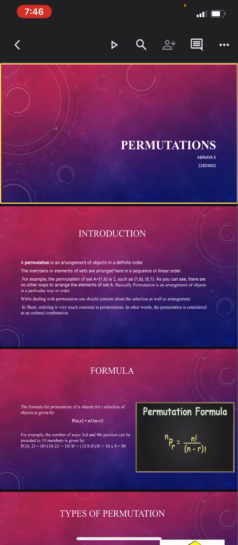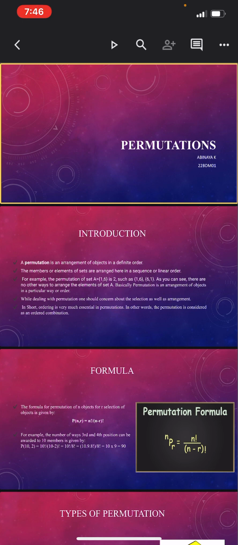The members or the elements of a set are arranged here in a sequence or a linear order. This indicates that the elements in a set are arranged in a sequence or a linear order. For example, let us consider a set A. It has two elements, 1, 6. The number of elements in the set A is 2 and there are only two possible ways to arrange these two elements, that is {1, 6} and {6, 1}. There are no other possible ways to arrange the elements of set A.